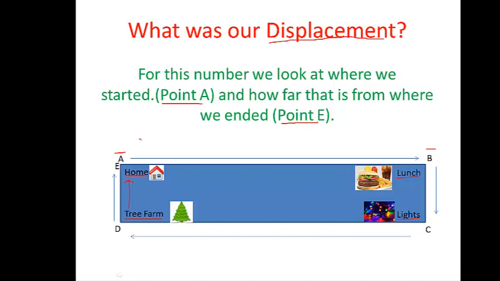Remember, our displacement is the difference, how far point A is from point E, our starting point and our ending point. Send that to me, and it came out. Total displacement was how far?